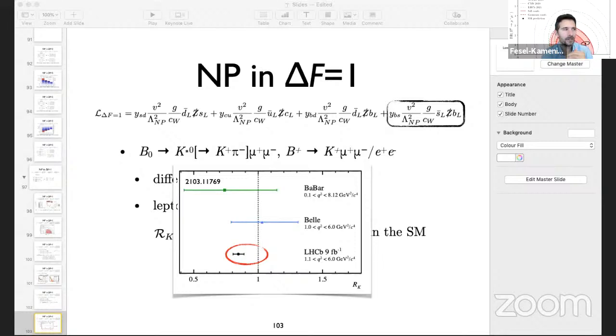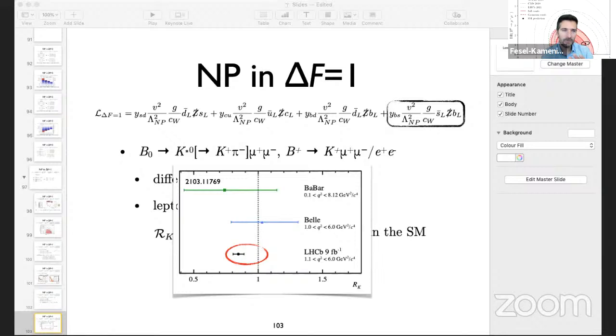So for example, if one just restricts to the rare B decays, the deviations in angular observables in B to K star mu plus or minus, and lepton flavor universality ratios in B to K mu plus or minus or B to K e plus or minus, can be fairly easily accommodated using a very simple model. And it also can account for the slight tension in the rare leptonic B decays.